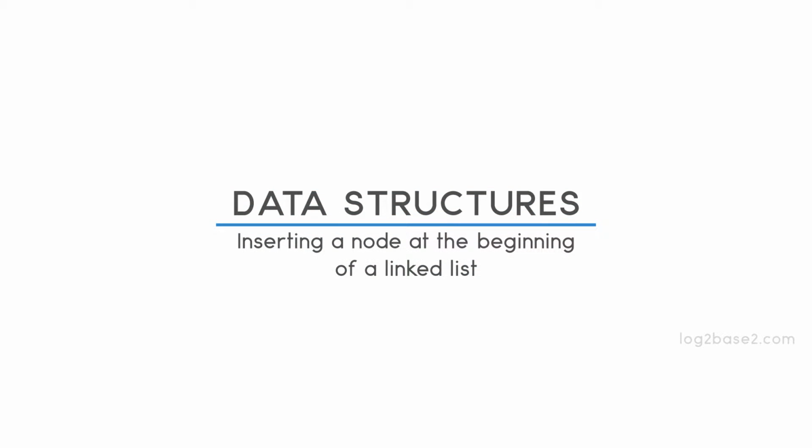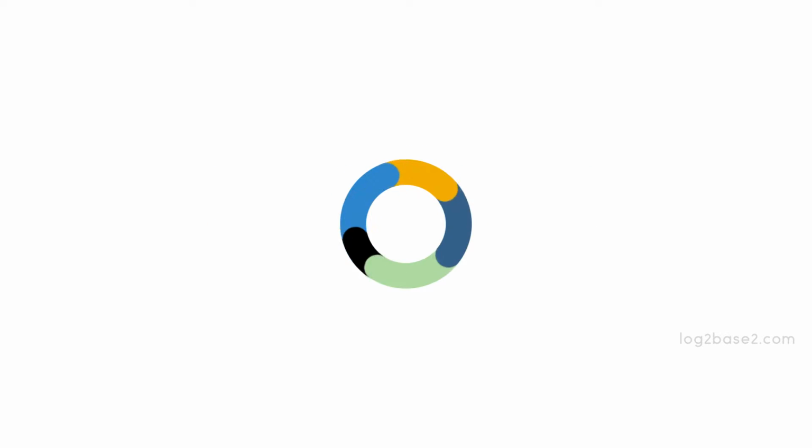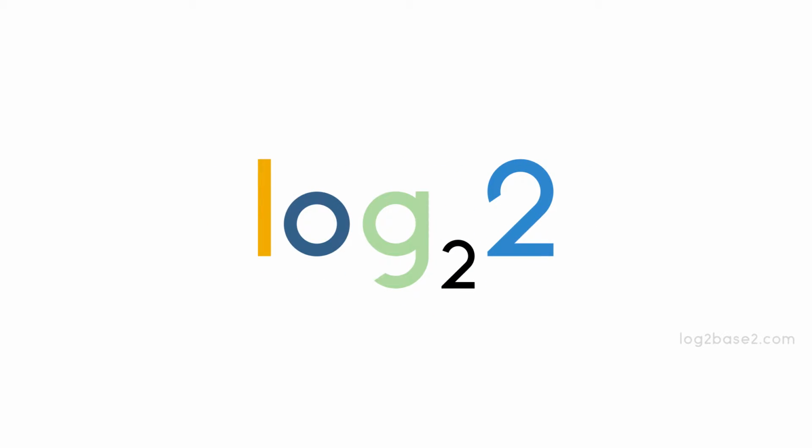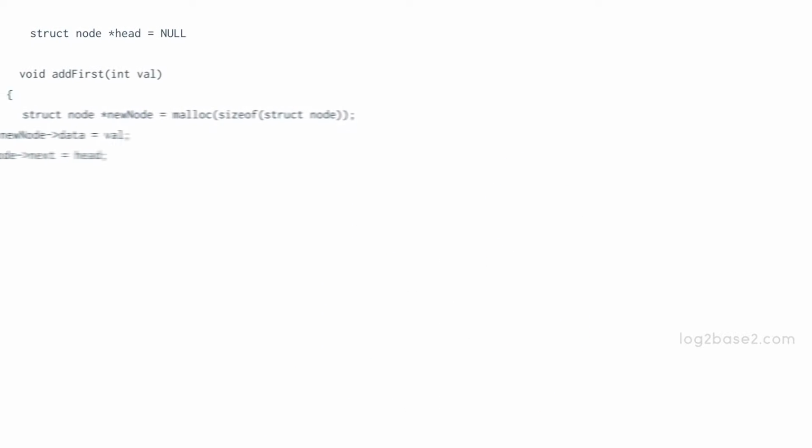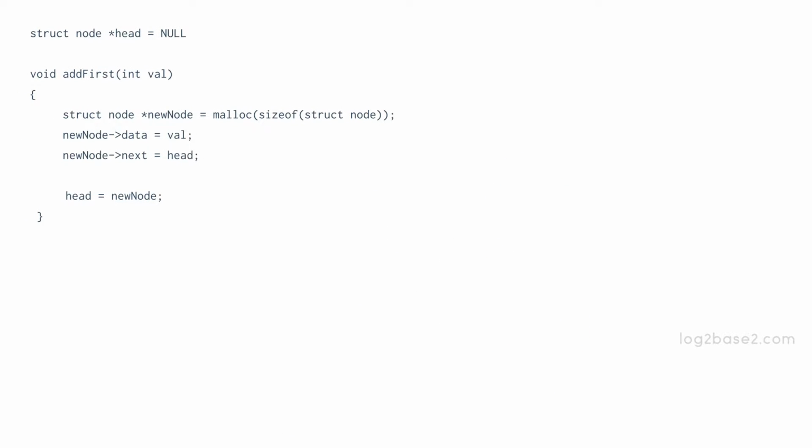Hi friends, in this video we are going to learn how to insert a node at the beginning of a linked list. Here function addFirst will insert a new node at the beginning of a linked list, and we are passing the value of new node to the function, which will be stored in variable val.